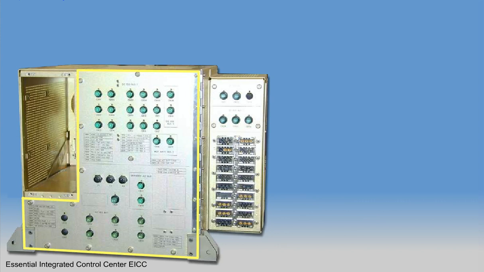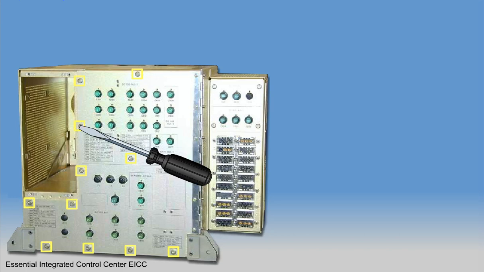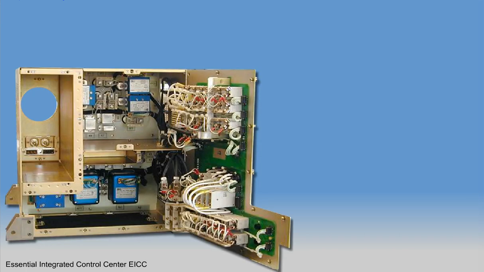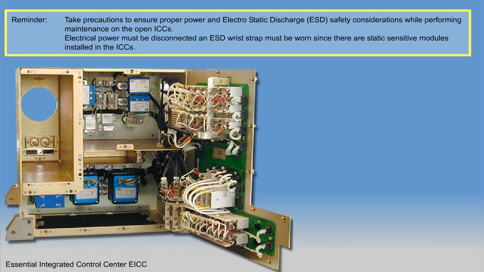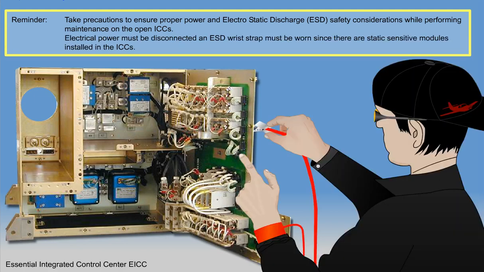There is 1 front panel on the Essential Integrated Control Center. Releasing 11 captive screws provides easy access to the rear of the CB installation. Reminder: take precautions to ensure proper power and electrostatic discharge safety considerations while performing maintenance on the open ICCs. Electrical power must be disconnected. An ESD wrist strap must be worn since there are static-sensitive modules installed in the ICCs.